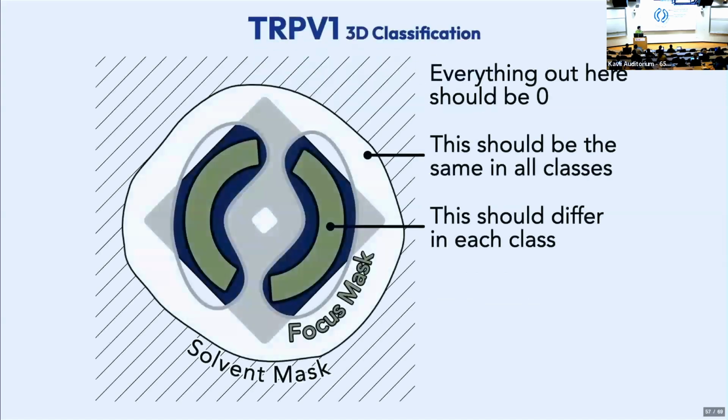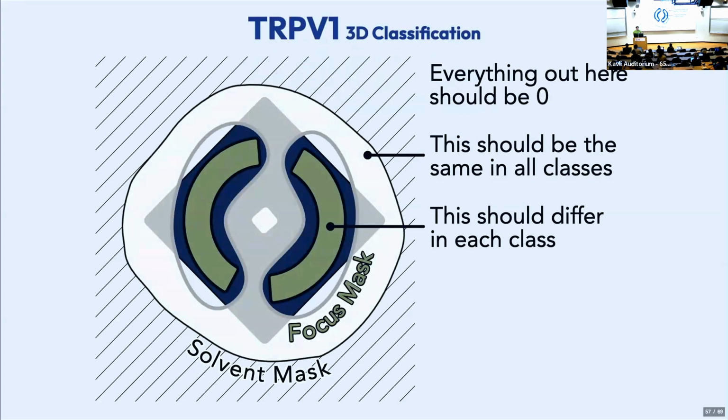So here's a little diagram. Outside of the nanodisc and everything, we think that should be flat. We can just set that to zero. And that's what the solvent mask does. Everything outside the solvent mask is zero, okay? Everything inside the solvent mask, but outside the focus mask is the consensus refinement. So each class we force to be identical if it's outside the focus mask, but inside the solvent mask.